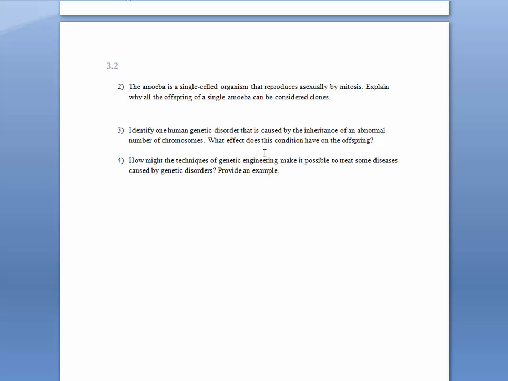Number three, identify one human genetic disorder that is caused by the inheritance of an abnormal number of chromosomes. What effect does this condition have on the offspring? There are many genetic diseases you can choose from here: Huntington's, Down syndrome. Just identify, just name it, and give what some of the symptoms of that disease are.